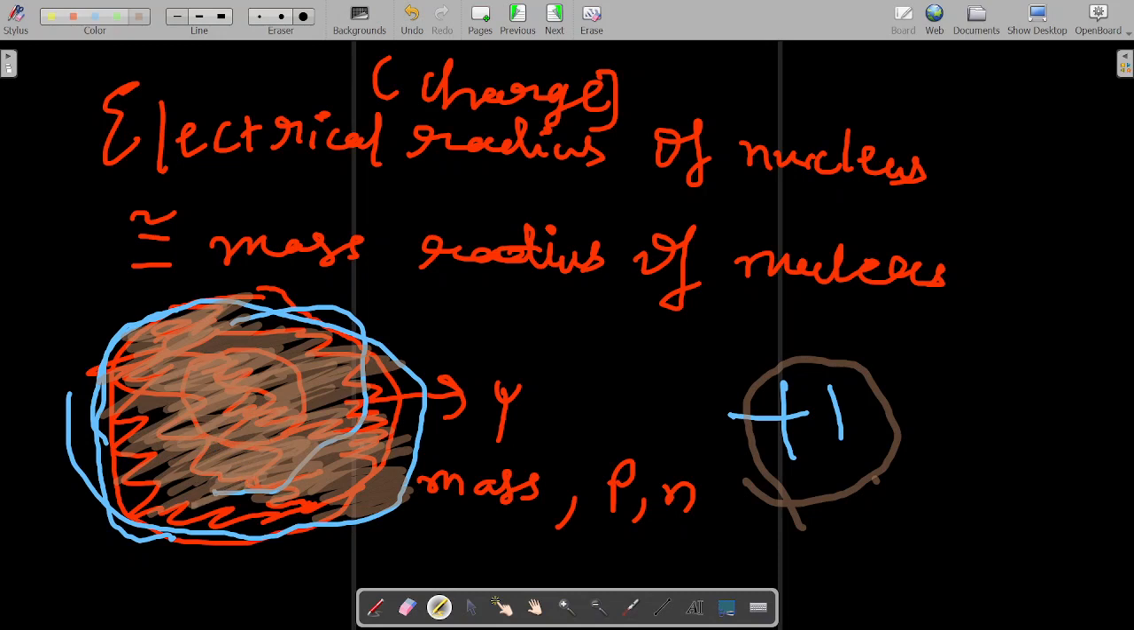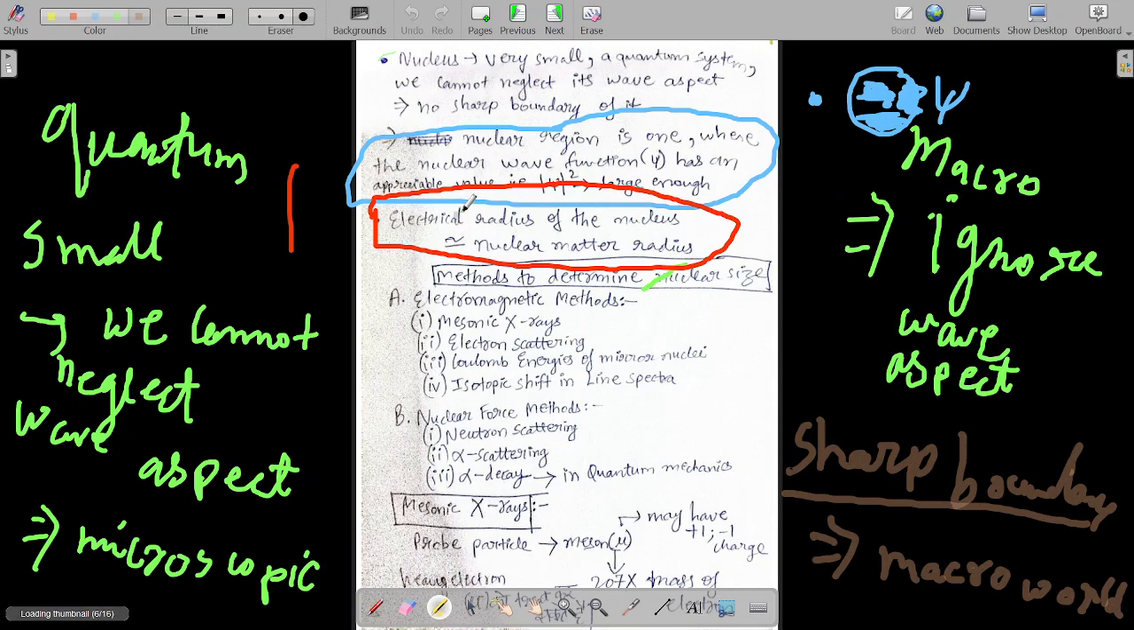Not exactly equal, but almost the same. In the same area, the mass and the charge are concentrated over the same region. That is what is meant by saying that the electrical radius of the nucleus is equal to the nuclear matter radius.